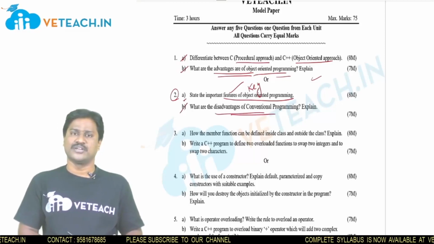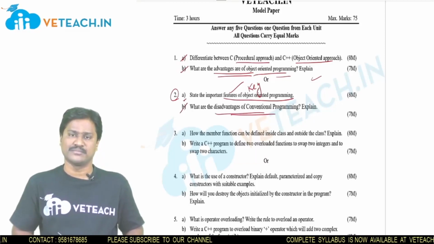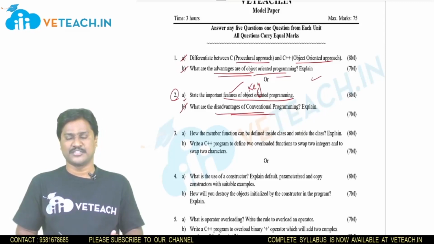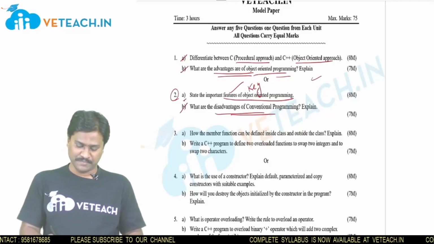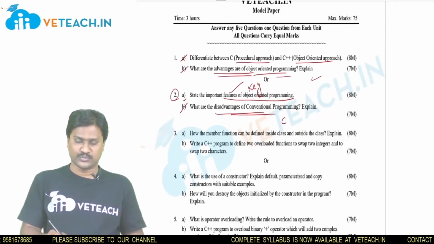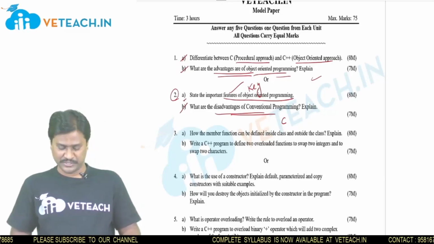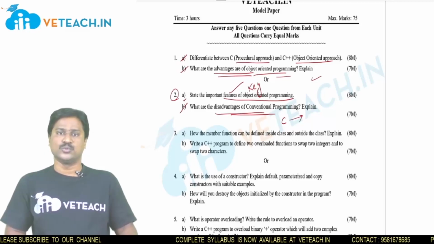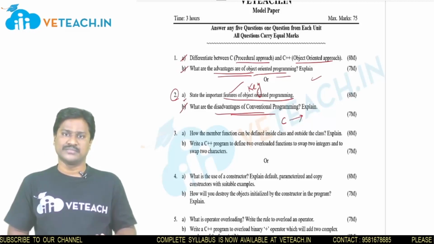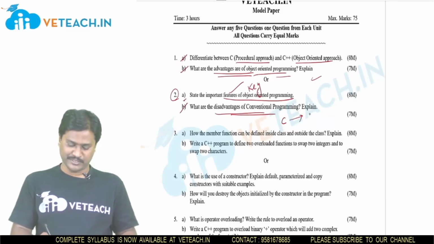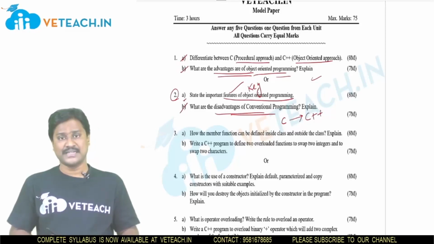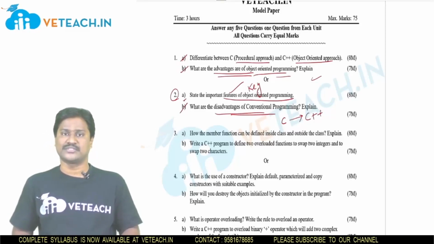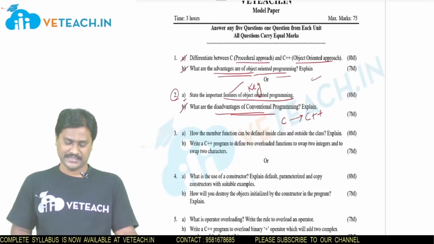Conventional programming is nothing but the existing programming languages before the invention of C++. Just like the C language, which we know very well, there are some disadvantages in C, and to overcome these disadvantages, C++ specifically added some features to reduce these limitations of C.